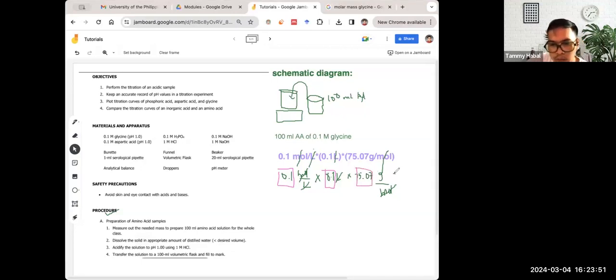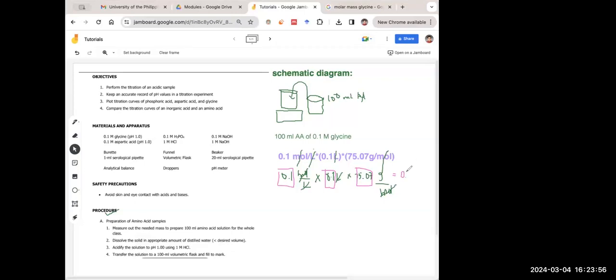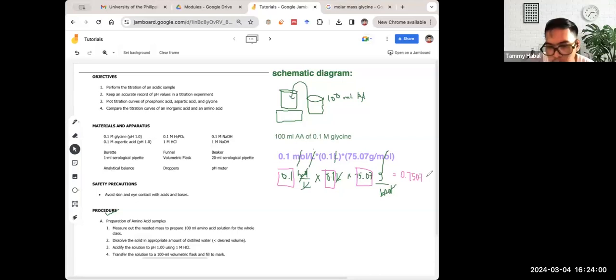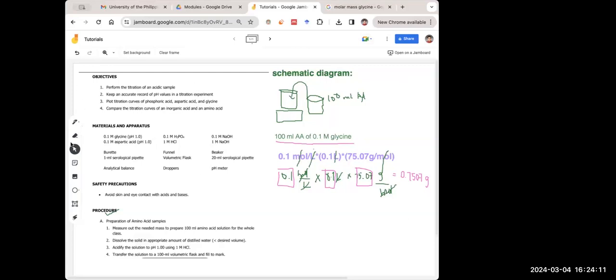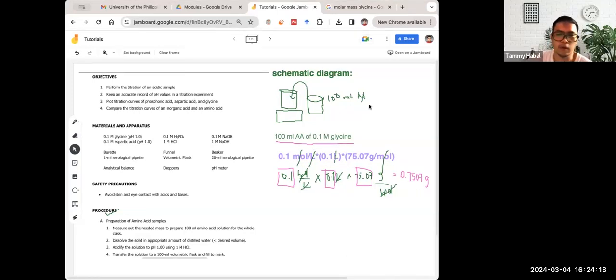So, it's what? 0.7507. Correct. So, to create 100 ml of 0.1 molar glycine, you have to dissolve what? 0.7507 grams of glycine in water. Okay. So, we have that value, right? Delete na natin siya.